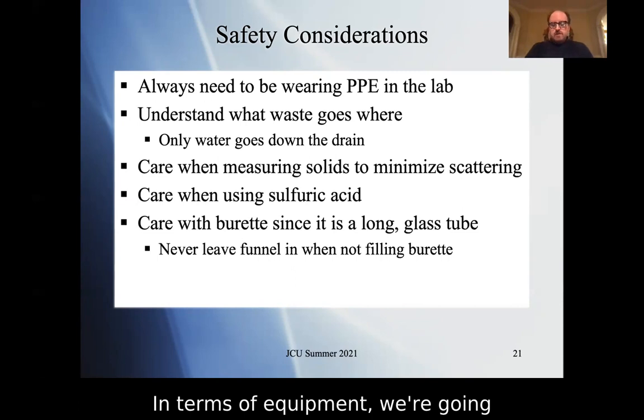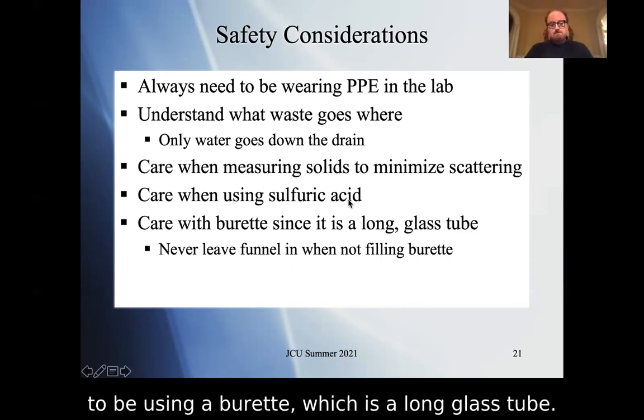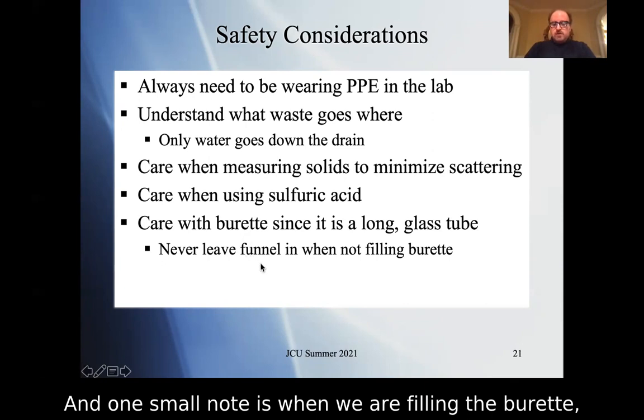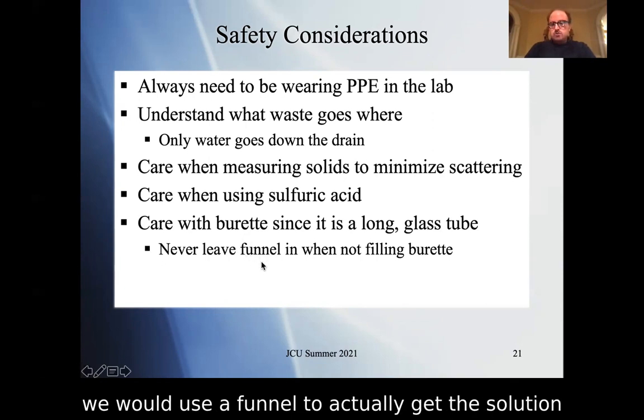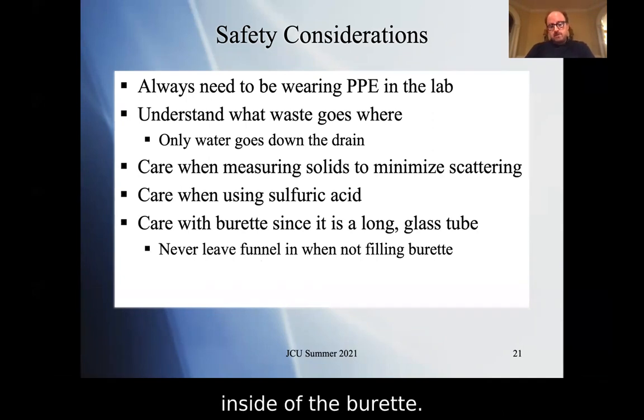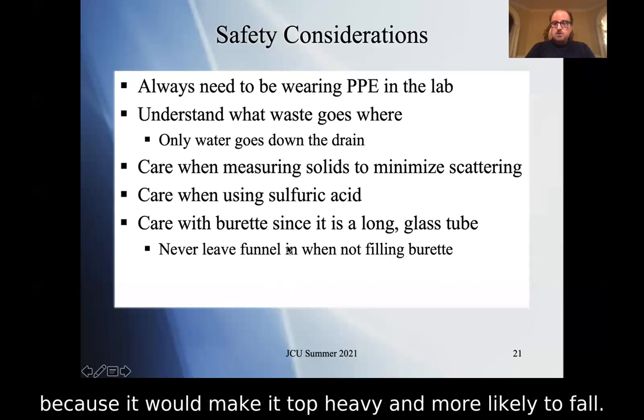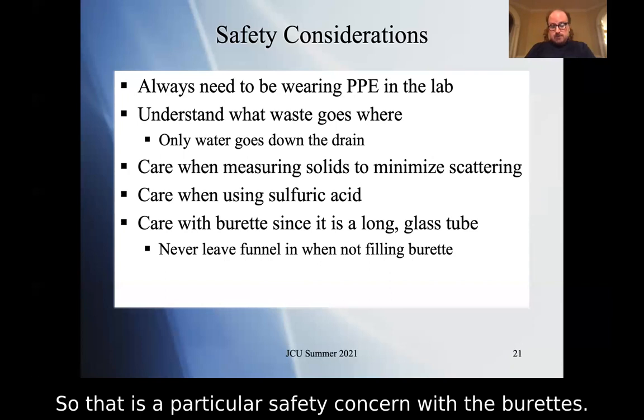In terms of equipment, we're going to be using a burette, which is a long glass tube. So it's important to just take caution with that. And one small note is when we are filling the burette, we would use a funnel to actually get the solution inside of the burette, but we would never want to leave the funnel in the burette because it would make it top heavy and more likely to fall. So that's a particular safety concern with the burettes.